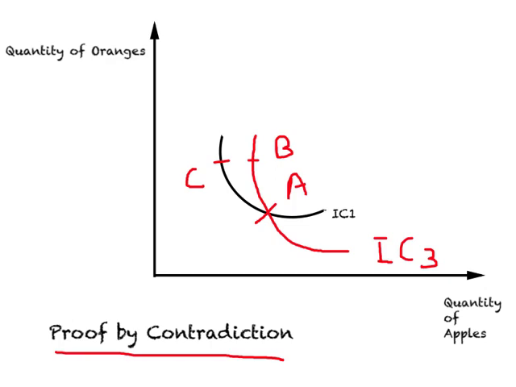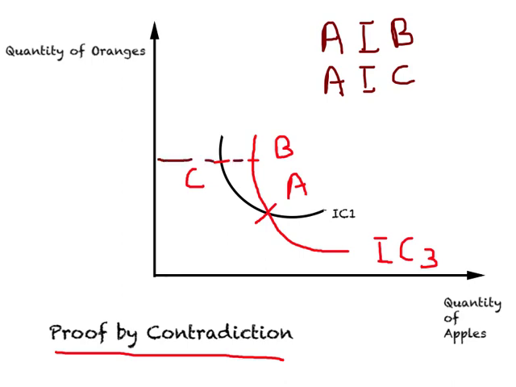And what you find, given the assumptions that we have made, is the person must be indifferent between A and B. Why? Because these two points lie on the same indifference curve. By similar reasoning, this person must be indifferent between A and C. Why? Because A and C lie on the same indifference curve. What about B and C?